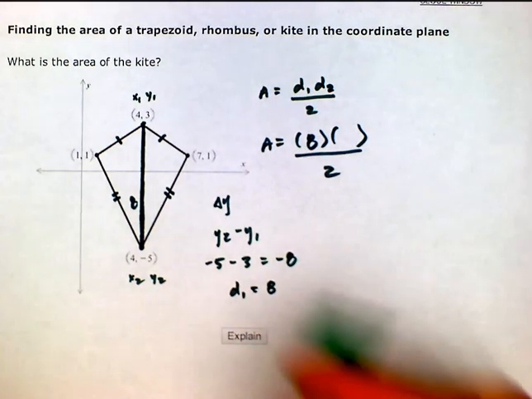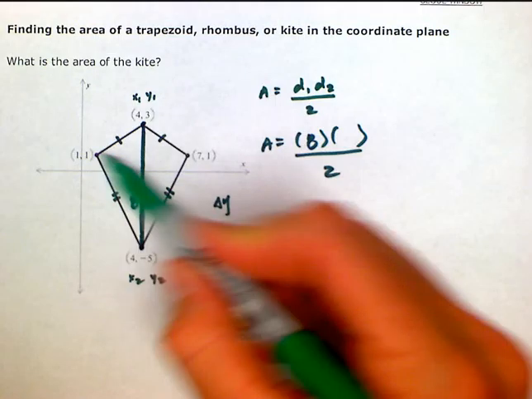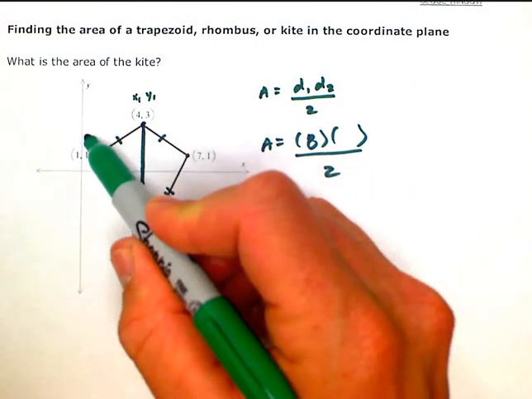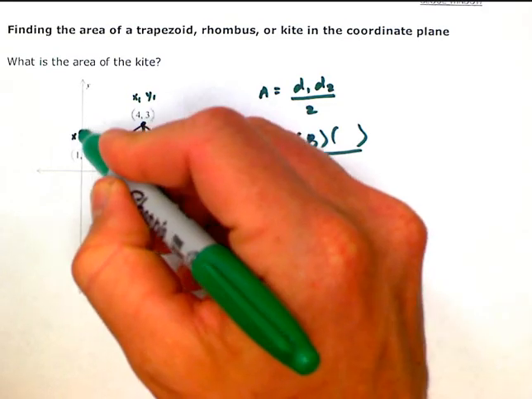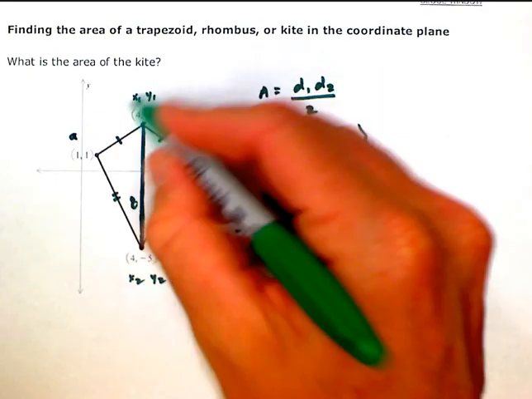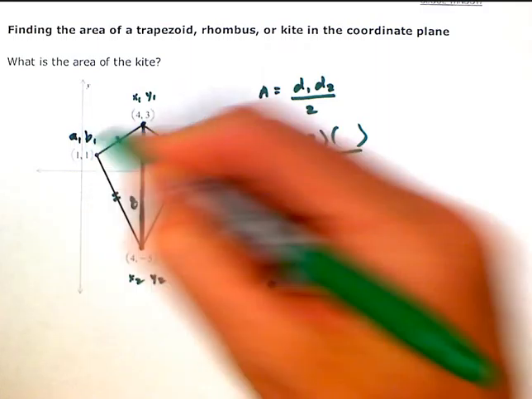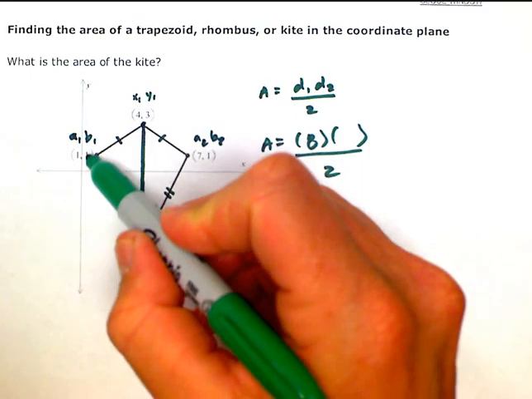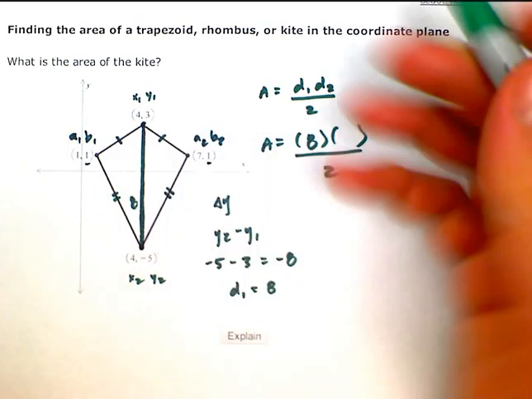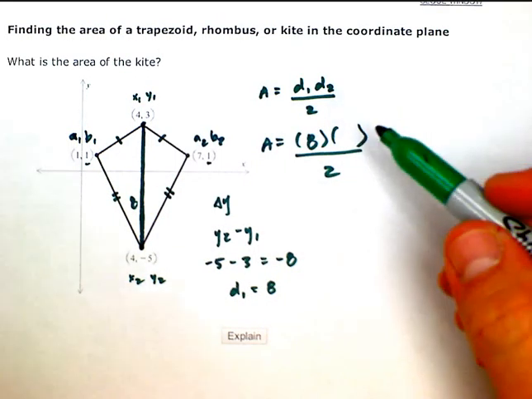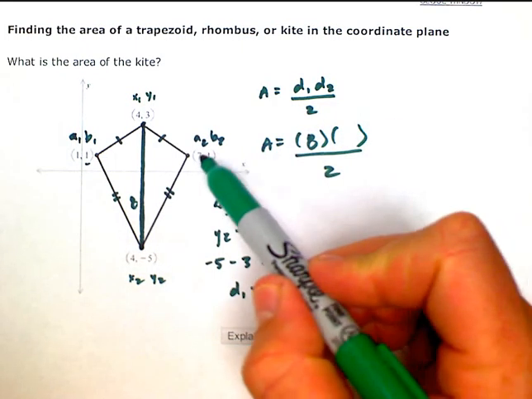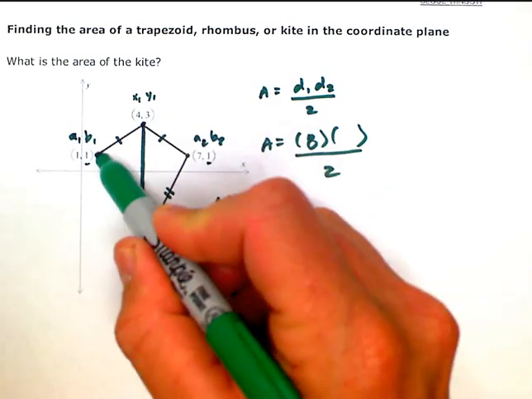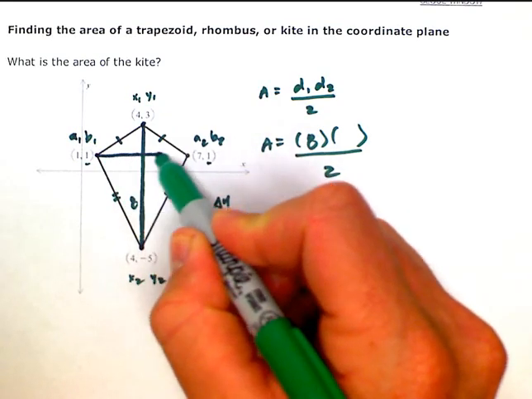Then diagonal 2 is going to be from this point to this point. We see that the y value doesn't change. We can label this A so we don't get confused. A1 and B1, and then A2, B2. So notice that our B values, or the y values, the vertical value, does not change. We're interested in how it changes horizontally. That will give us an indicator of the distance across this diagonal here.